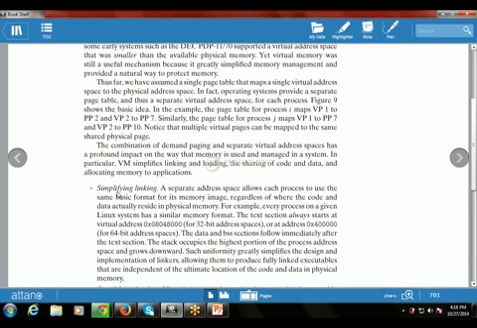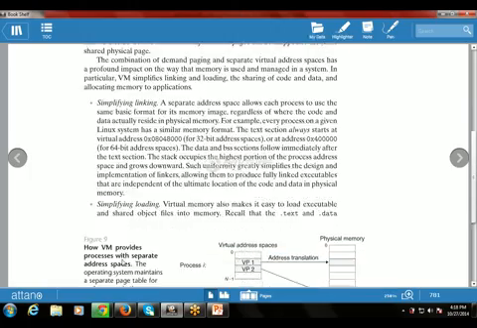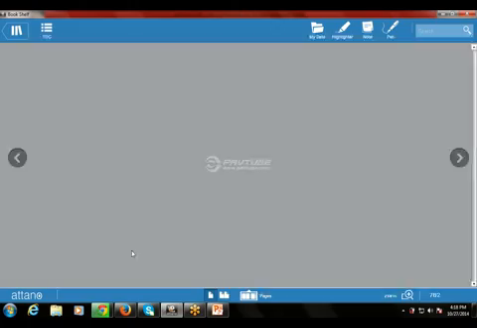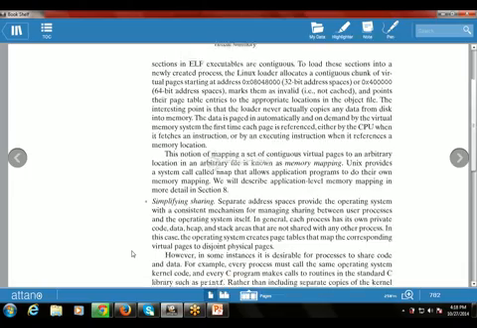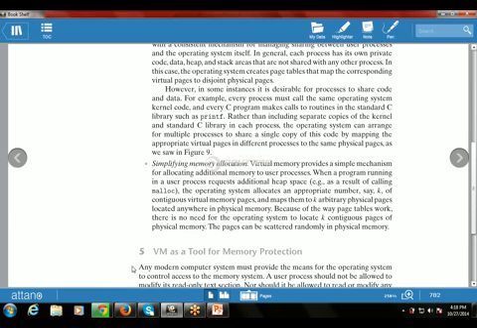So what are the advantages, why we are using virtual memory? It simplifies linking, simplifies loading, simplifies sharing, and simplifies memory allocation. These are the points we have studied, the tools or methods by which virtual memory can be used as a tool for memory management.